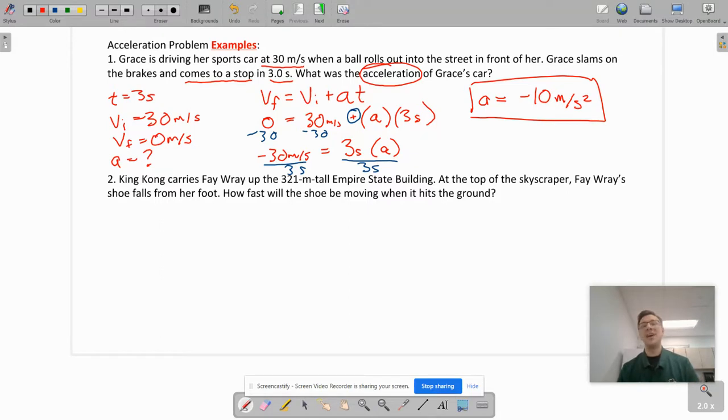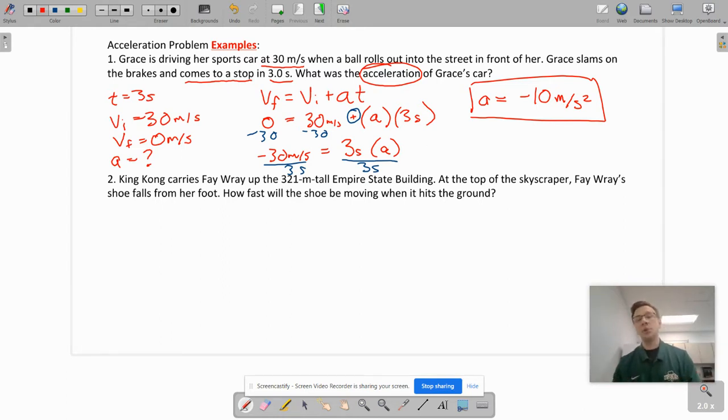Therefore, if she slows down, her acceleration must be in the opposite direction of movement. So just remember, in class, we've talked about that. It's a common misconception that negative acceleration always means slowing down. That's not always true, because you could have an object that's slowing down while moving in the negative direction, which would be a positive acceleration.